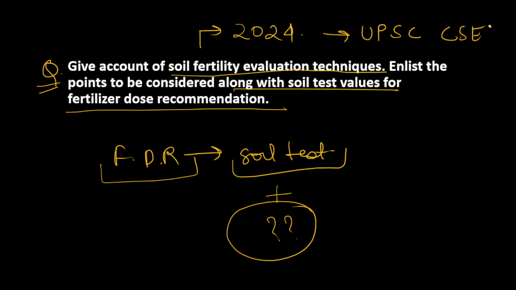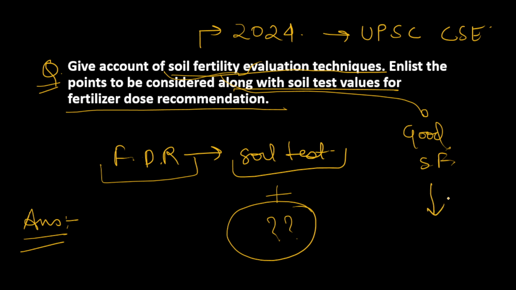As you all know, soil fertility is very important, because without soil fertility, any kind of proper agriculture management is impossible. If you want to produce good agricultural produce, we need good soil fertility. It is one of the primary, or basic, requirements for agriculture production. Now we will see what the soil fertility evaluation techniques are.